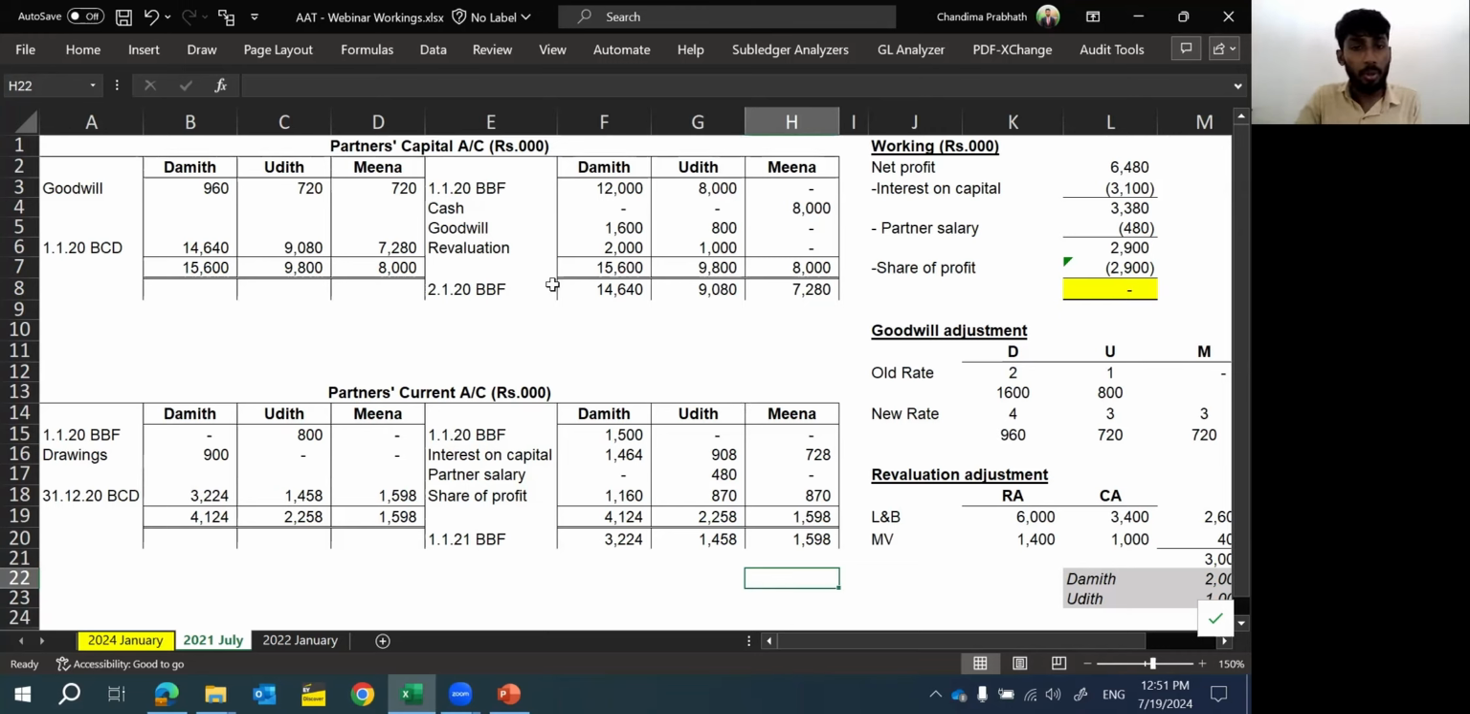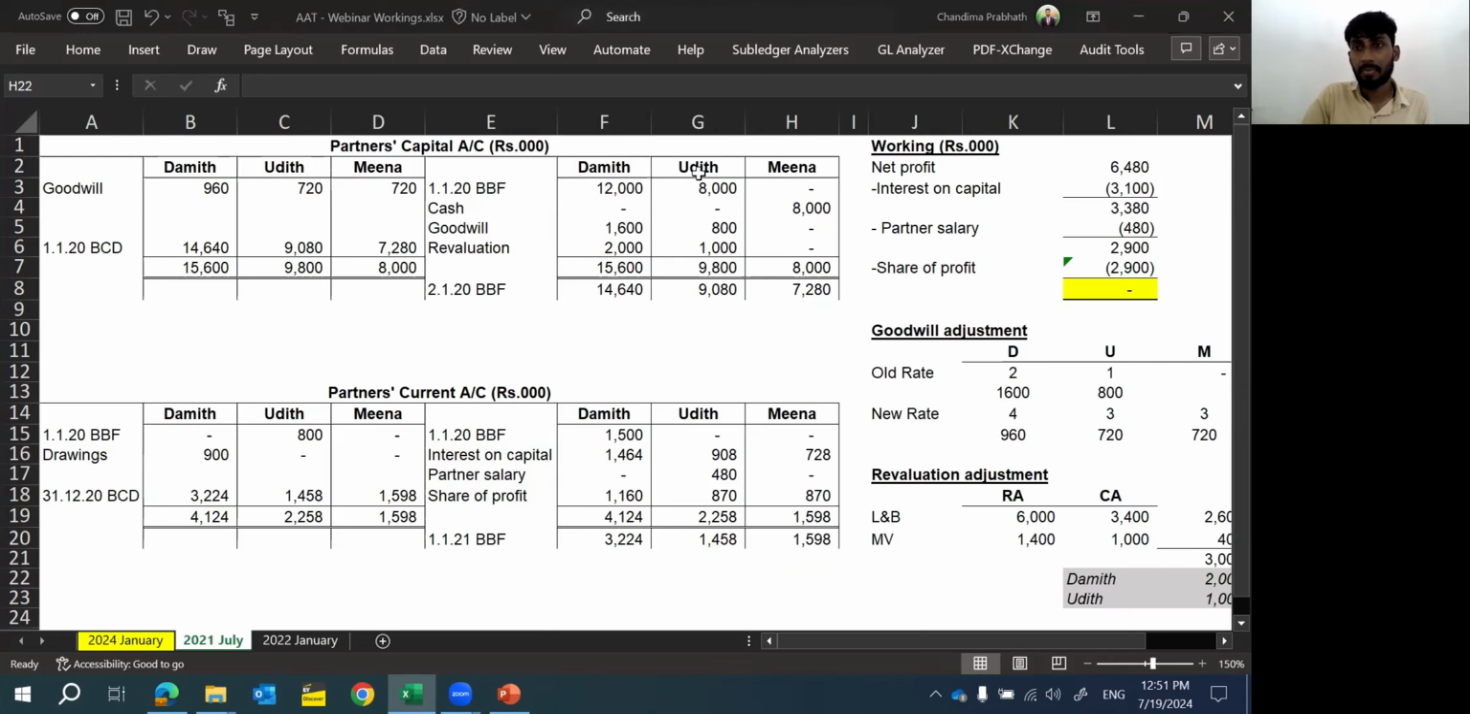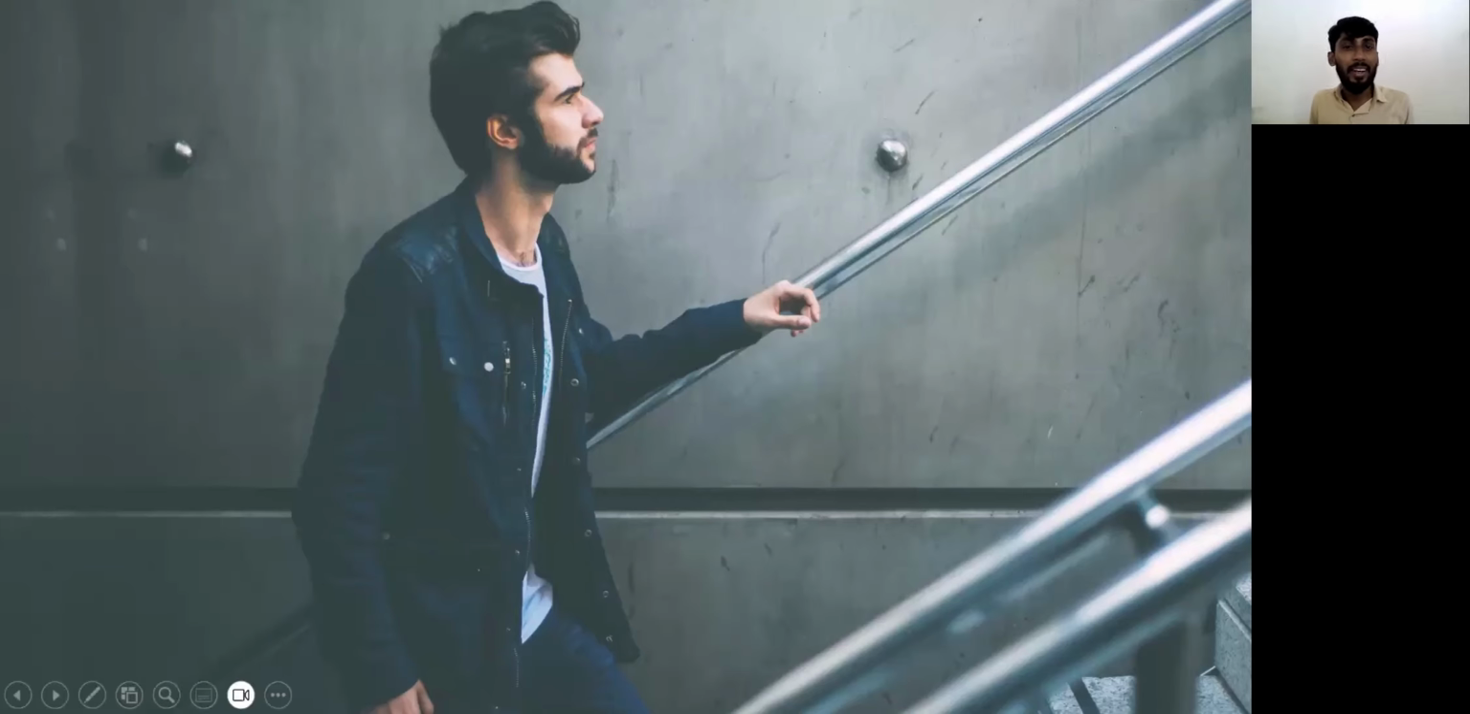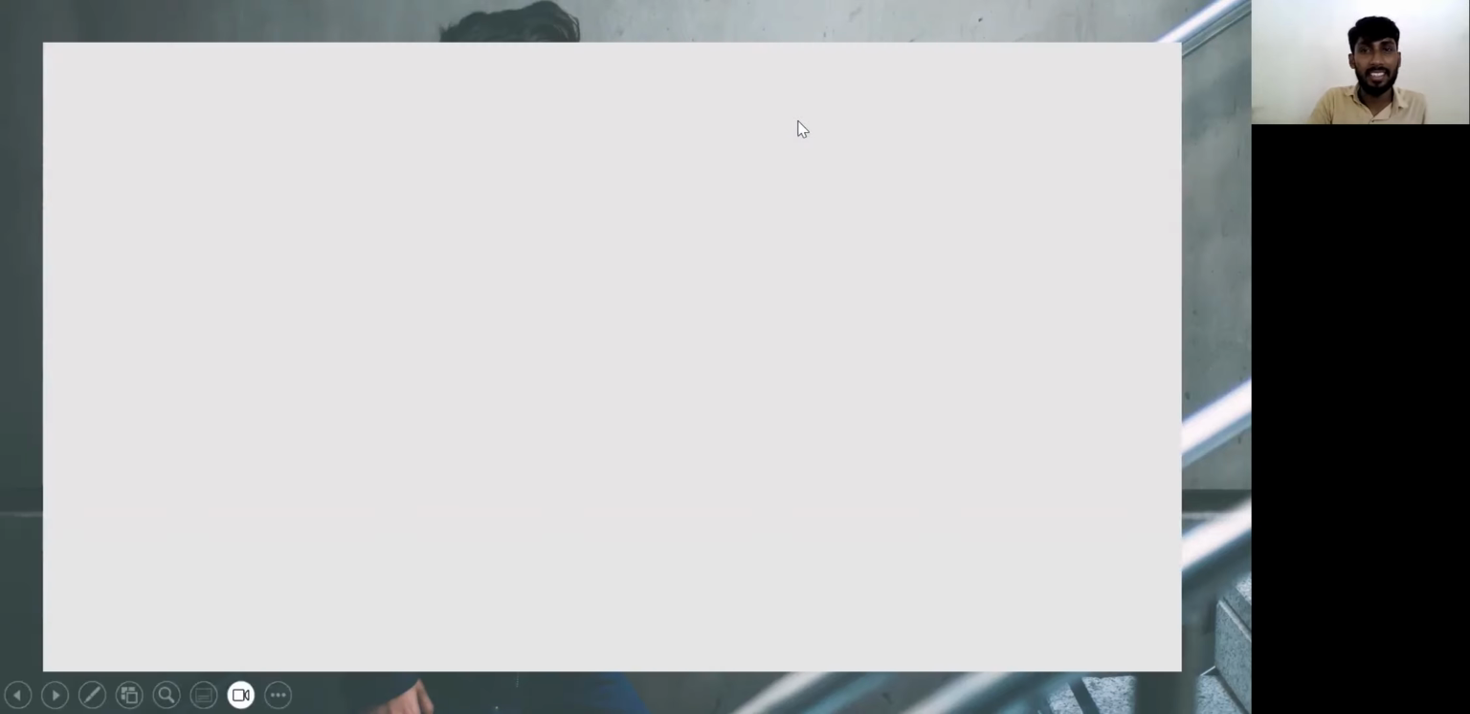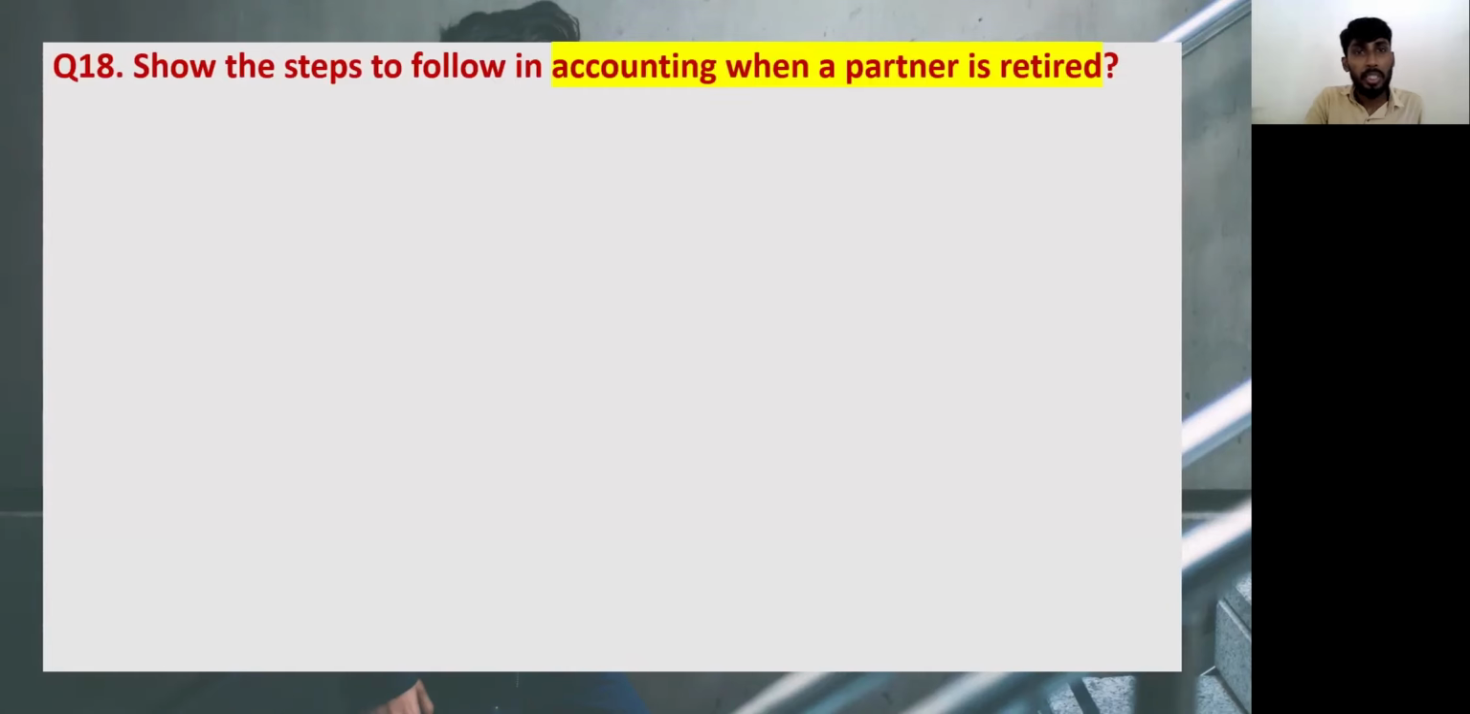Great. Now, we have completed a scenario when a new partner is admitted. Now we have come to the last part of the session. In this part, I'm going to teach you how to account when a partner is retiring. So question number 18, the last one. Show the steps to follow in accounting when a partner is retired.